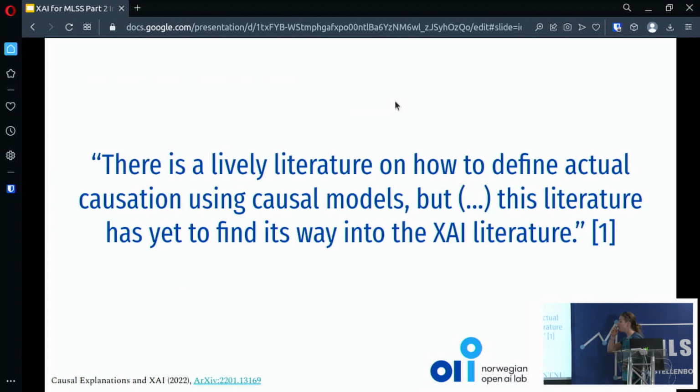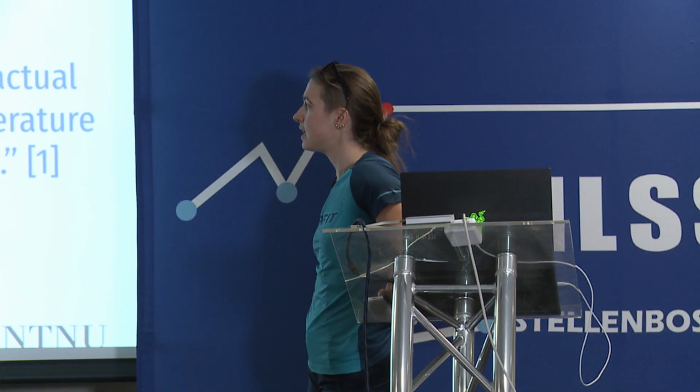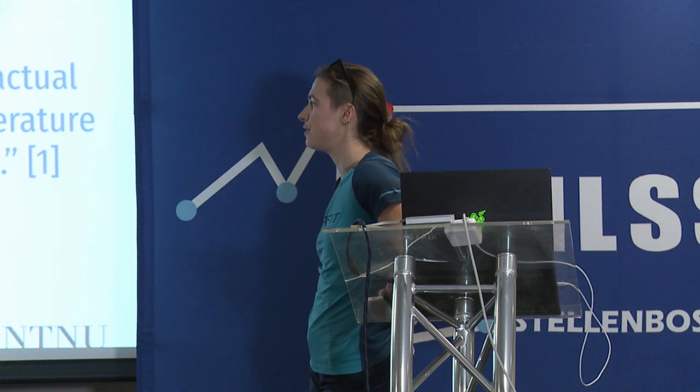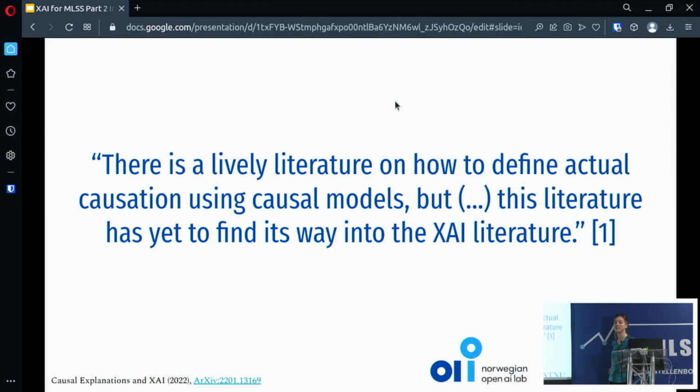And obviously there is a lot of literature, and there is this well-developed, mature language out there that we can use in order to talk about causality and causal modeling. And there is this review that has tried to see how that can be adopted into the development of XAI methods. It's called Causal Explanations in XAI. It was published last year. And I think one sentence just sums up the conclusion of that paper beautifully: there's a large literature on how to define actual causation using causal models, but this literature has yet to find its way into the XAI literature.